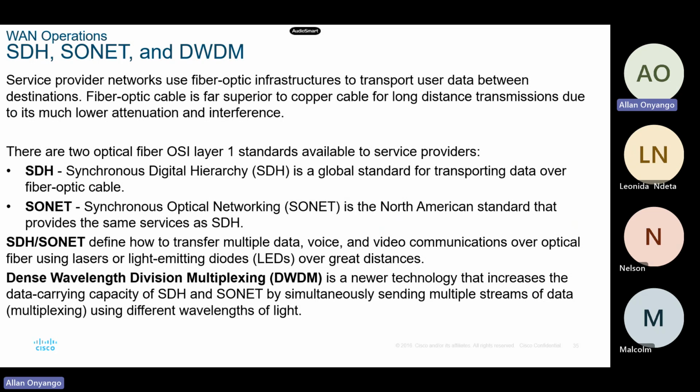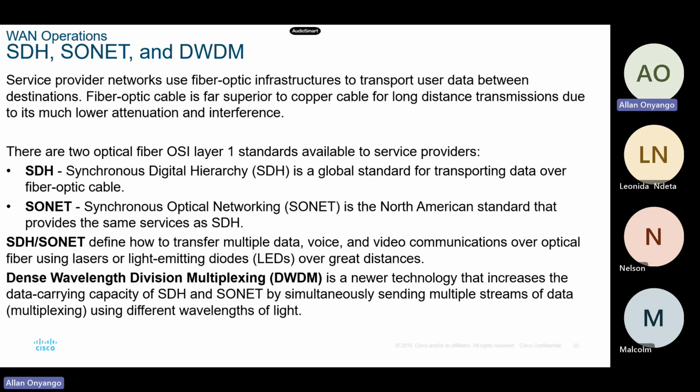And finally, you know that fiber optic is less affected by the different interferences that we did talk about. Things like the electromagnetic interference, things like attenuation, things like crosstalk and all that, all right?